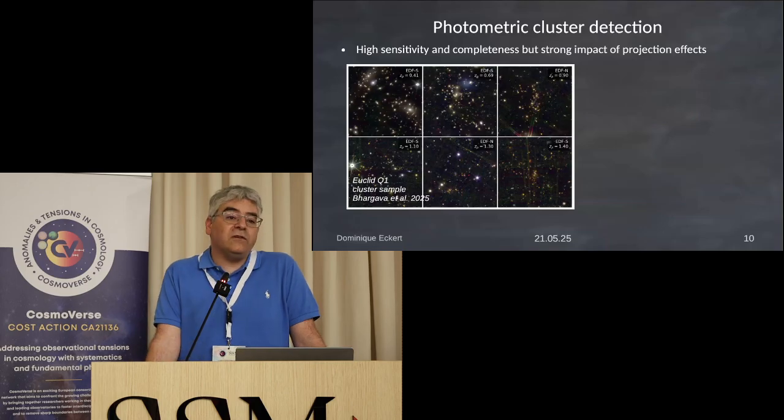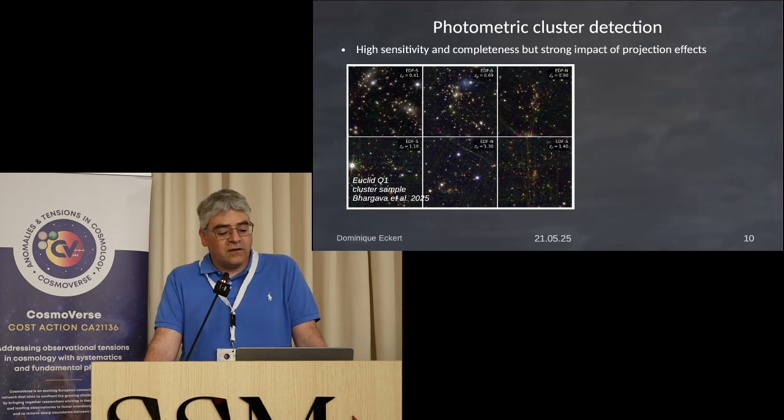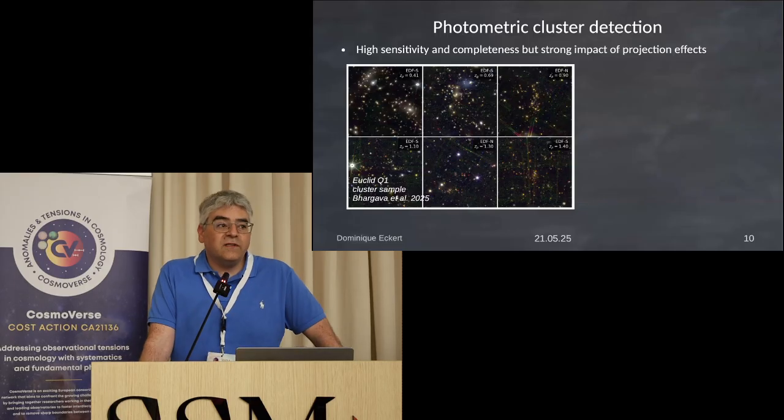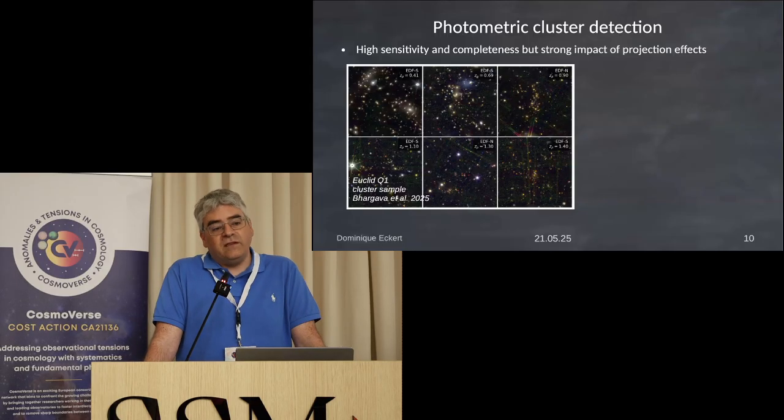Then, of course, we have another way of doing this, which is sort of the classical way, and that is to just count galaxies. If you find a region of your sky where you see lots of galaxies, then there are chances that there's going to be a cluster there. The main advantage of this is that it has high sensitivity, but there is a strong impact of projection effects if you only have photometric data.